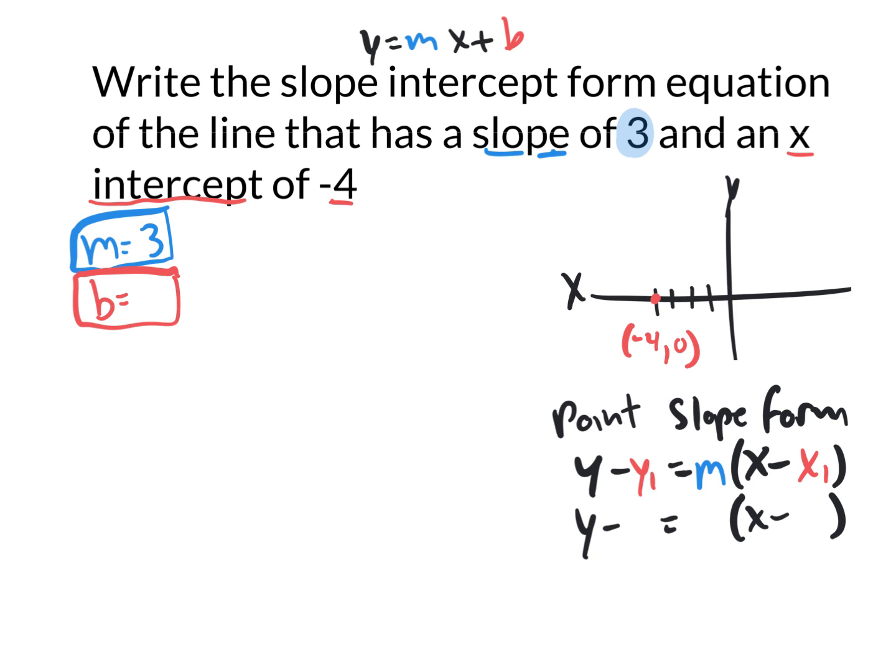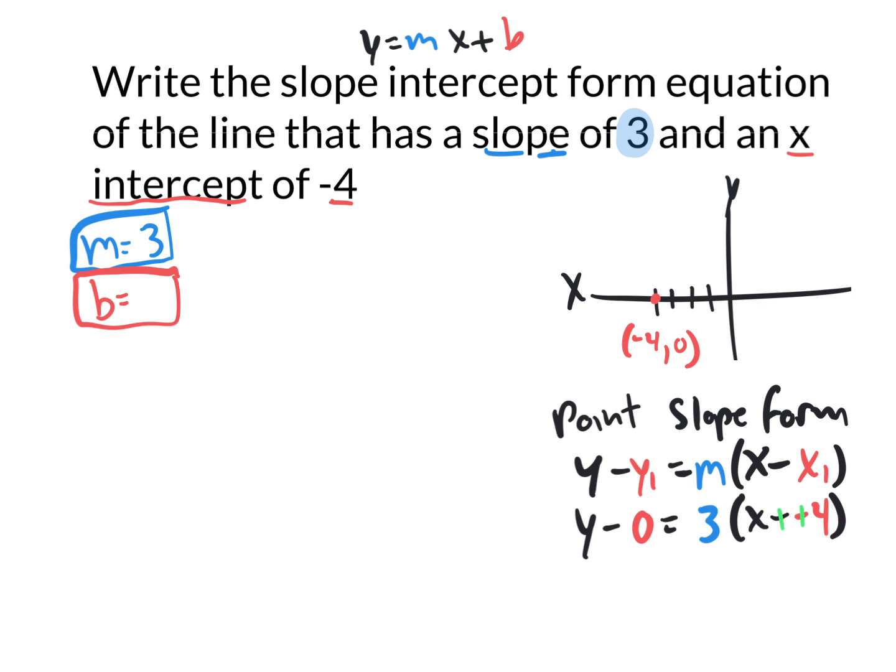And then we plug in the m value that they gave us, which is 3. Then we plug in the point that they gave us indirectly, because they told us that it has an x-intercept of -4. They're telling us our line is going to cross right through here. So that means that that is a point. So the x value is -4, the y value is 0. So the y1 value is 0, so you put 0 right here. And the x1 value is -4, so you put a -4 right in there. So your point-slope form equation, changing the minus to a plus, is y minus 0 equals 3 parentheses x plus 4.